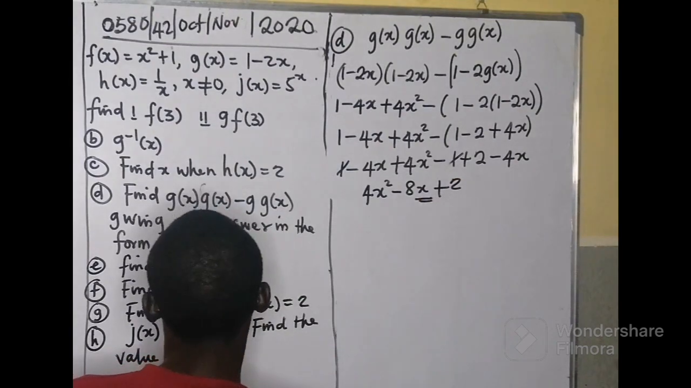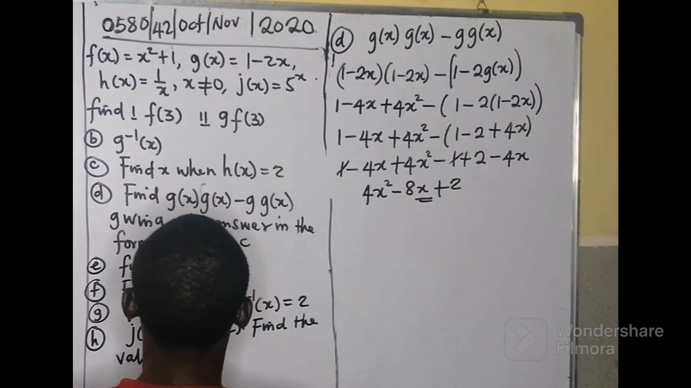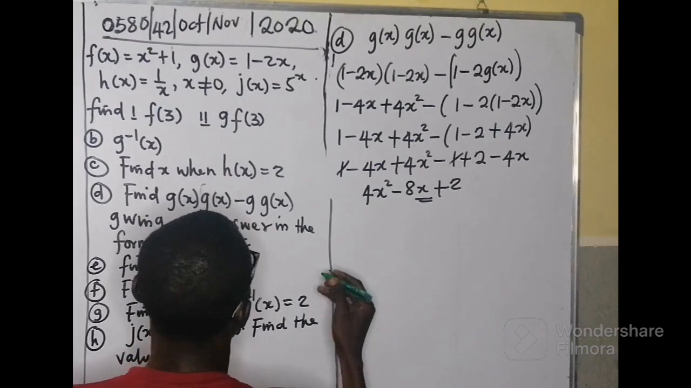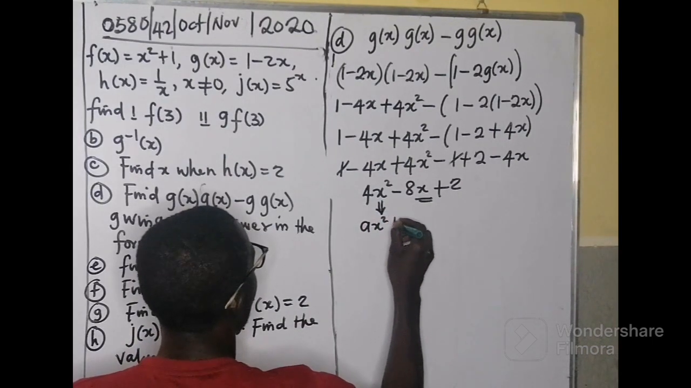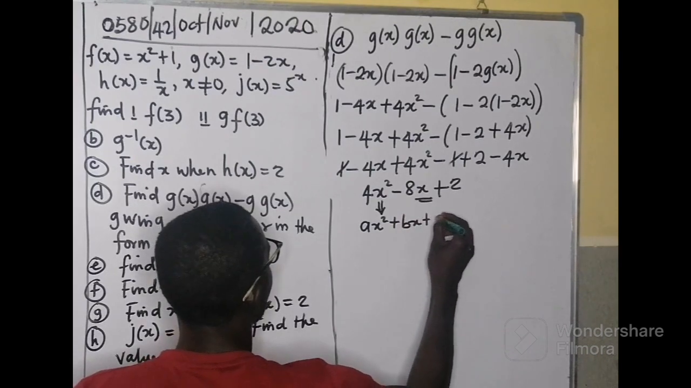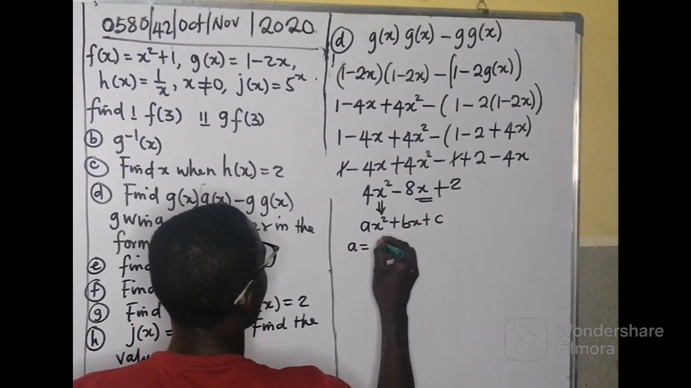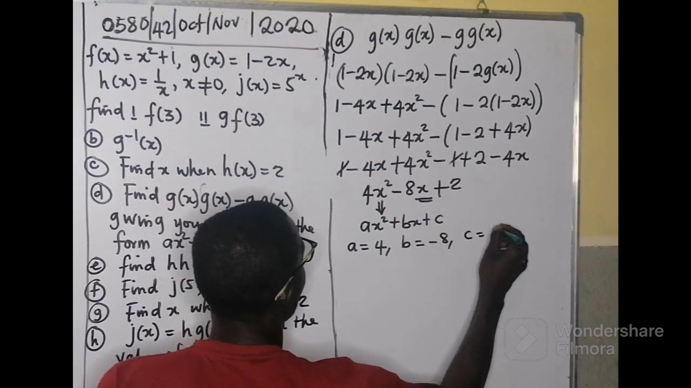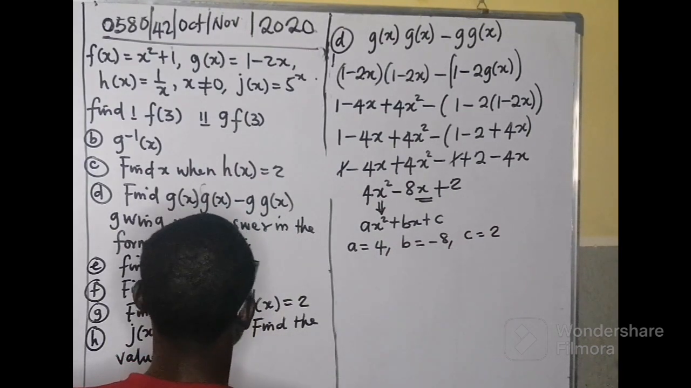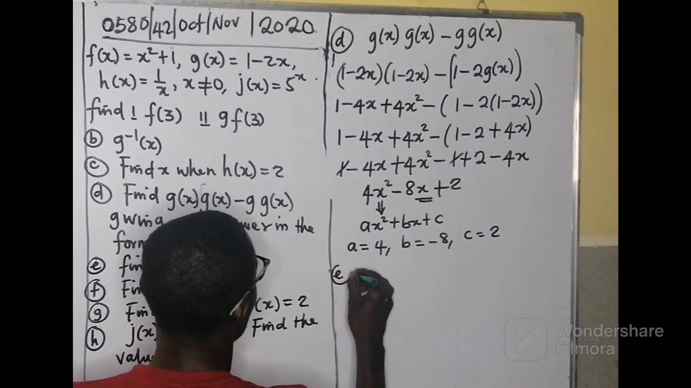So this is g of x, and the other one. So this, you now compare to what? Ax squared plus bx plus c. That means our a is 4, our b is minus 8, while our c is what? 2. So let's go to E.